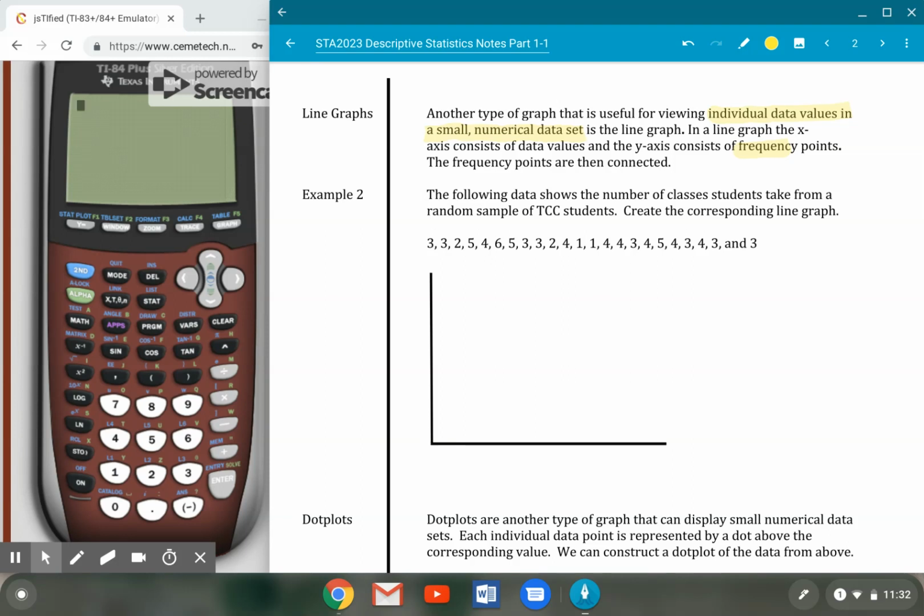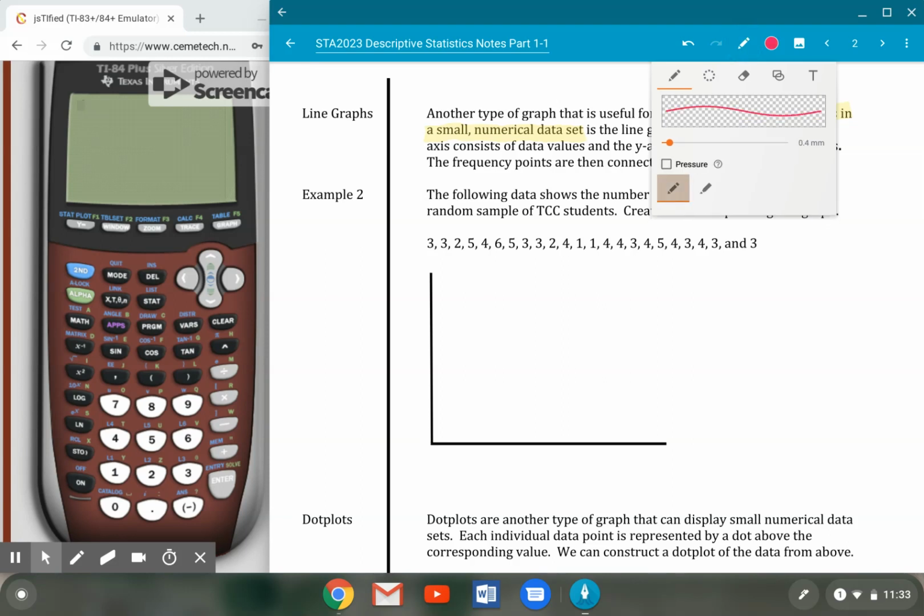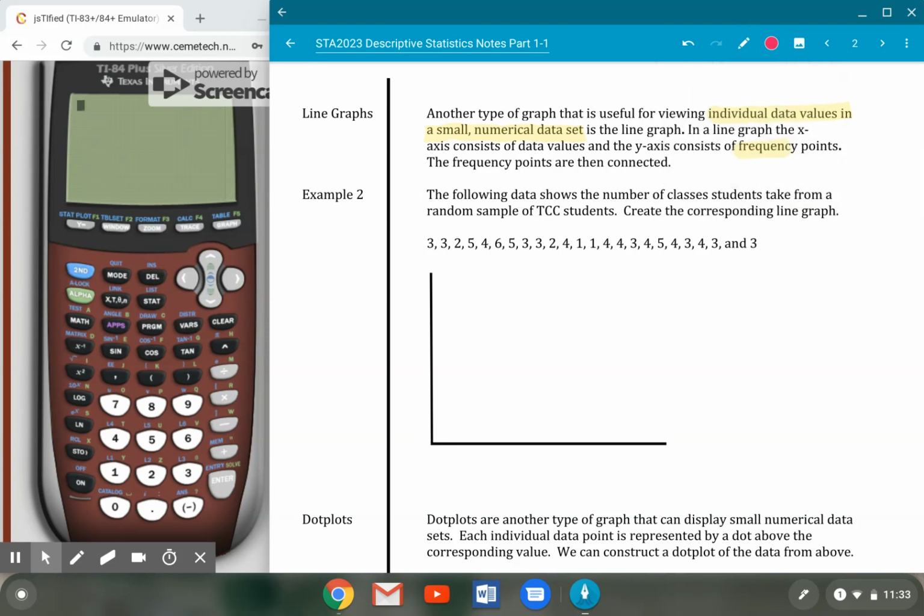So I could put this into a line graph. Along the bottom, I will put my possible data values. I can see the lowest value that I have is a 1. Then I'll walk my way up to a 2, then a 3, 4, 5, and then 6 is the largest number in the data set. So these are my number of classes that students are taking. So we're taking 2 classes or 5 classes or 3 classes.